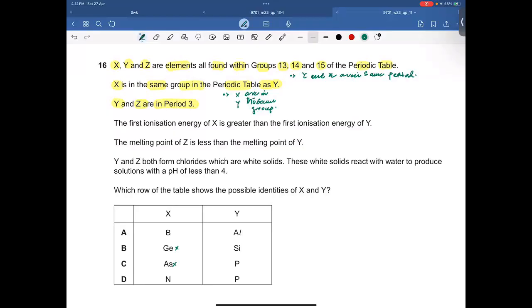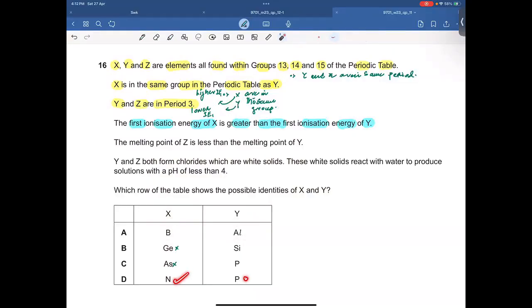Now the next clue is the first ionization energy of X is greater than first ionization energy of Y. And that's very, very important. X has a higher first ionization energy than this, so this must be lower first ionization energy. So boron has higher first ionization energy than aluminum. This statement is applicable here.